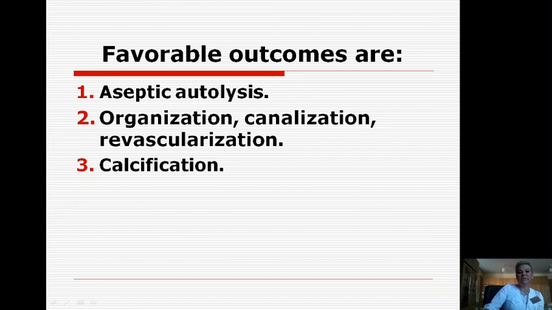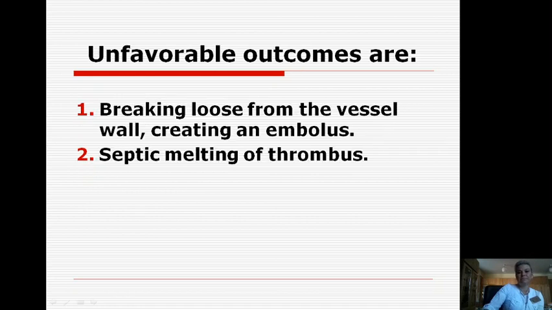Organization, canalization and revascularization. We can see autolysis in the thrombus with the replacement of thrombus by connective tissue, appearance of canals and appearance of new small vessels, and restoration of blood flow, partial restoration of blood flow, and calcification and formation of phlebolites. Which are the unfavorable outcomes? First, breaking loose from the vessel's wall and creating an embolus, thromboembolus formation, and septic autolysis of thrombus.